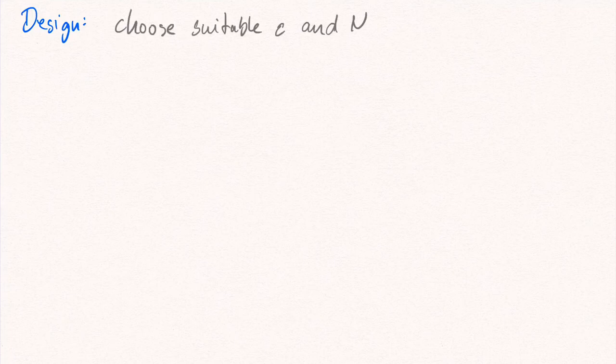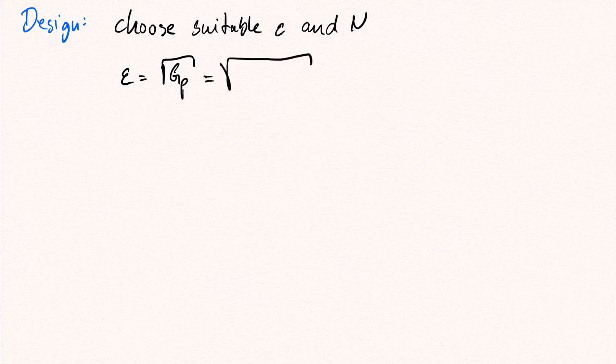If we want to design a type 1 Chebyshev filter, we have two design parameters, so we have to choose a suitable ripple control factor epsilon and a suitable filter order n. The ripple control factor epsilon is simply given by the square root of Gp, where Gp is defined as for the Butterworth filter, so that epsilon is equal to the square root of 1 divided by (1 minus delta p) squared minus 1.